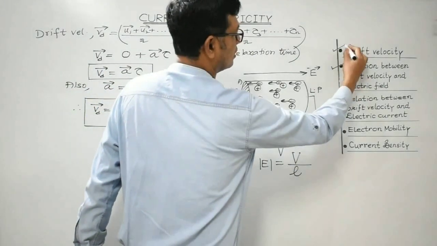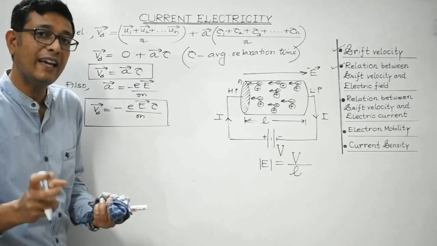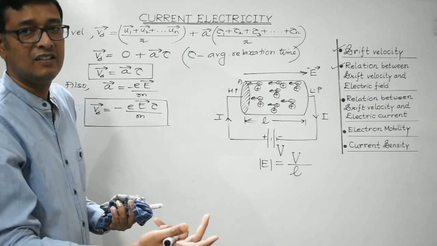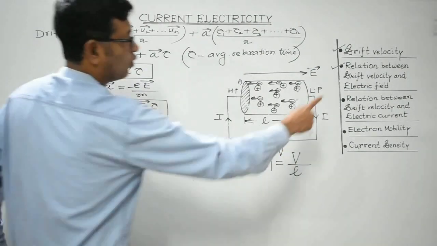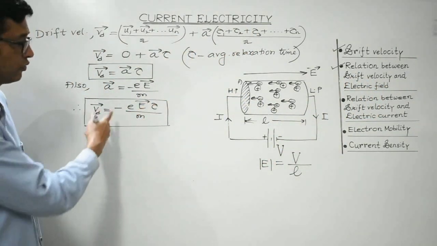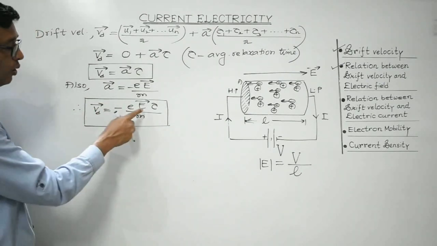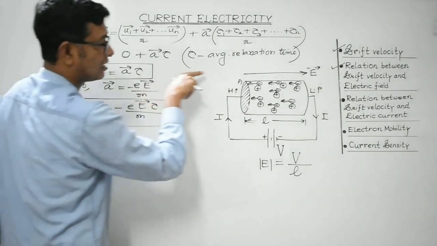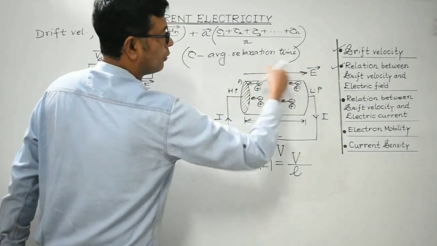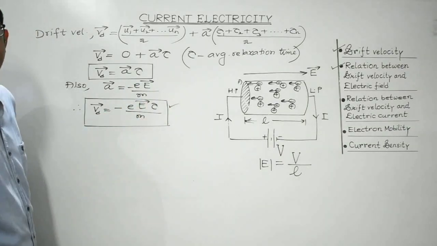So we have done this article. We are now in a position to define drift velocity. It is the average velocity acquired by the electrons inside a conductor under the influence of an external electric field, in addition to their random motion. And this is the relationship between drift velocity and electric field, which we were supposed to prove and which we have proved, right? This negative sign suggests that the electrons drift in a direction opposite to that of the electric field, right? The electric field is from higher potential to lower potential, while the electrons drift opposite to the electric field, that is, from lower potential to higher potential. So this is a very important expression, right?